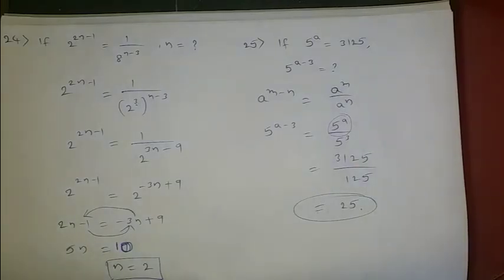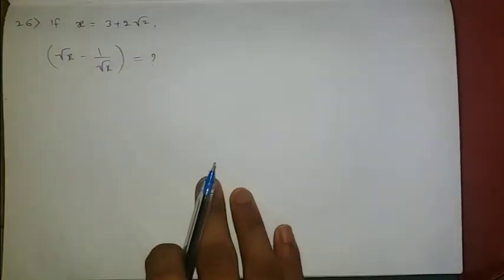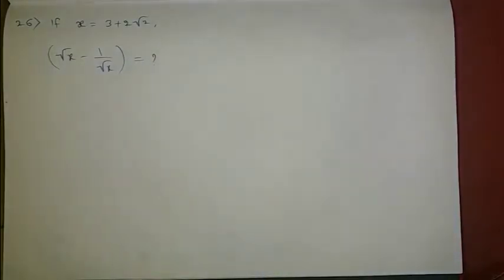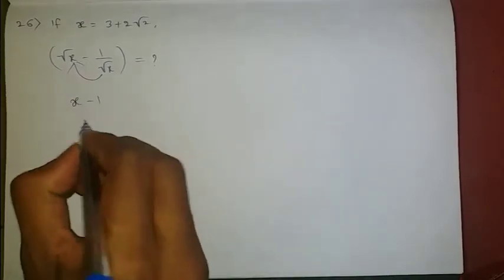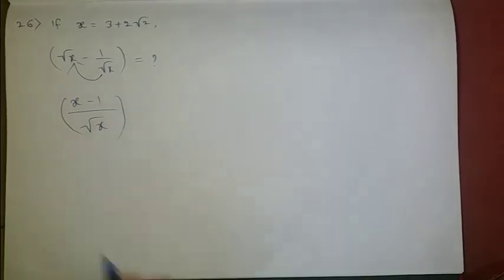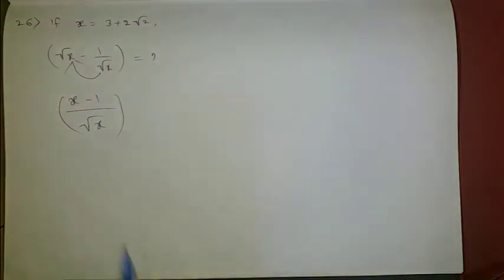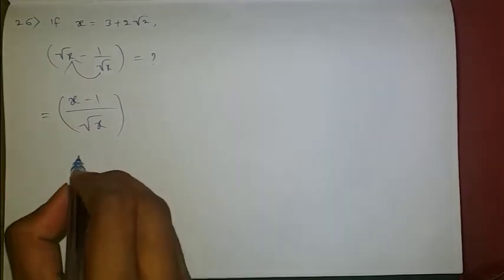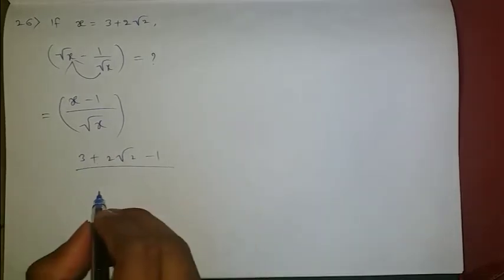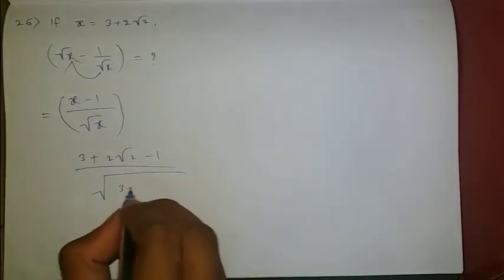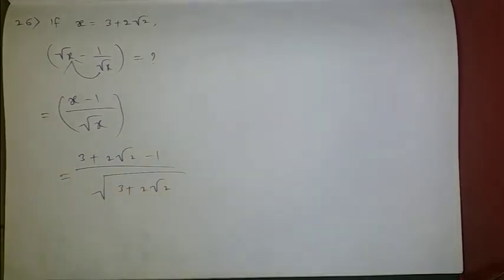Okay, let's move to the next question. If x is equal to 3 plus 2 root 2, then what is the value of (root x minus 1) by root x? Now if we solve this, root x into root x is x, so x minus 1 divided by root x. Now in the place of x, I will substitute the number which is given, that is 3 plus 2 root 2 minus 1 as it is, divided by under root x value, which is 3 plus 2 root 2.